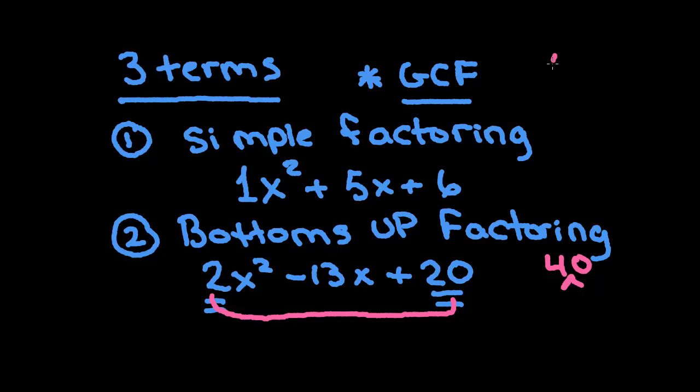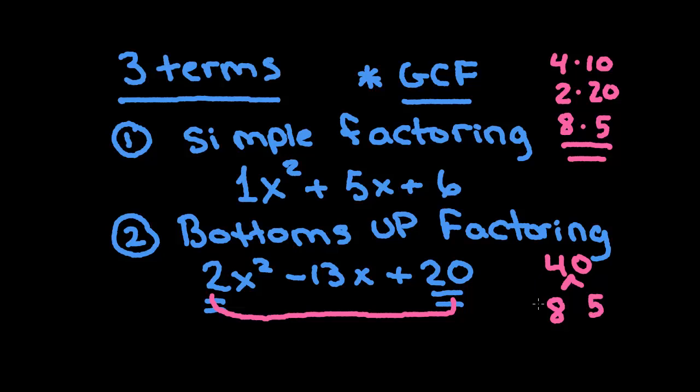So we have, let's see, 4 and 10 would give us 14, so that's not going to work. 2 and 20, that's not going to work. 8 and 5, oh, that one works. 8 and 5 will give us 13. So we have 8 and 5. If I make them both negative, I will get a negative 13 and a positive 40.